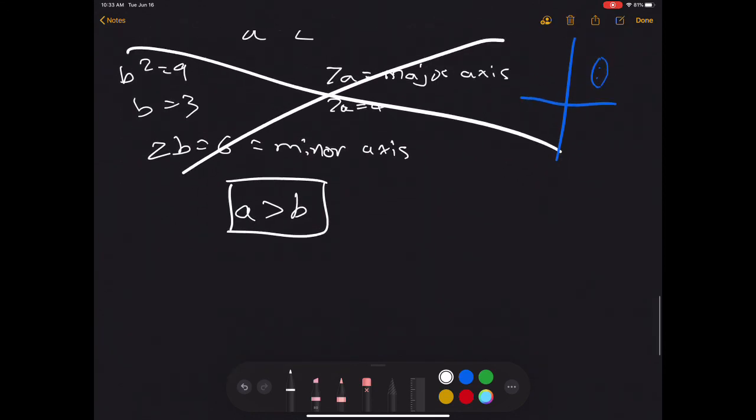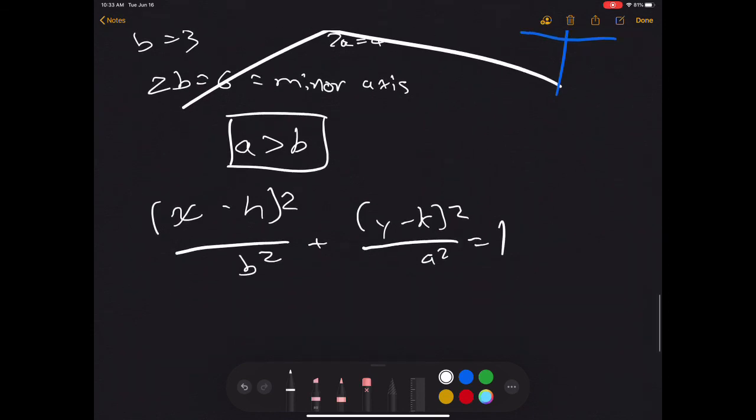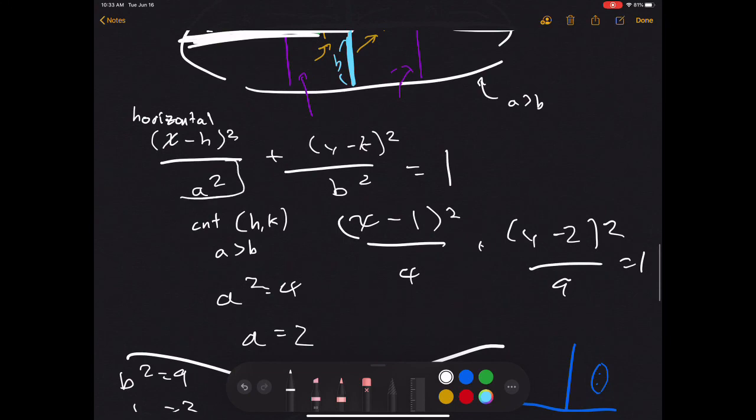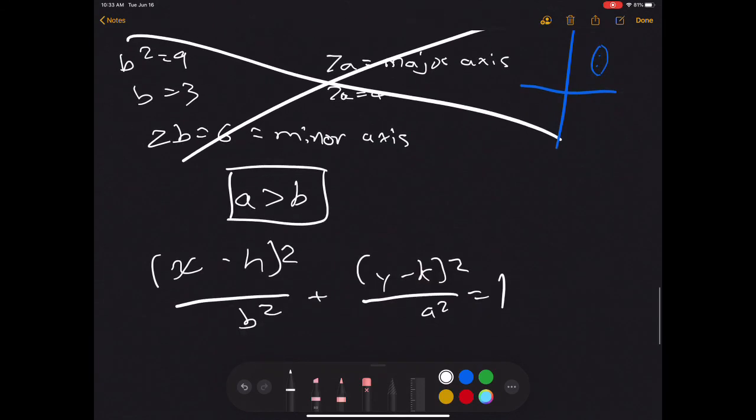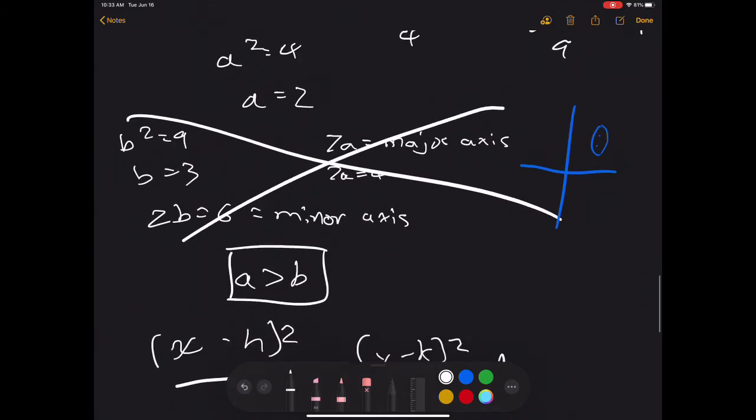In the standard form of an equation for a vertical ellipse, you would have (x minus h) squared over b squared plus (y minus k) squared over a squared equals 1. So if it's a horizontal ellipse, the bigger number is under the x. If it's a vertical ellipse, then the bigger number is below the y. So that's how you can easily tell if an ellipse is horizontal or vertical.